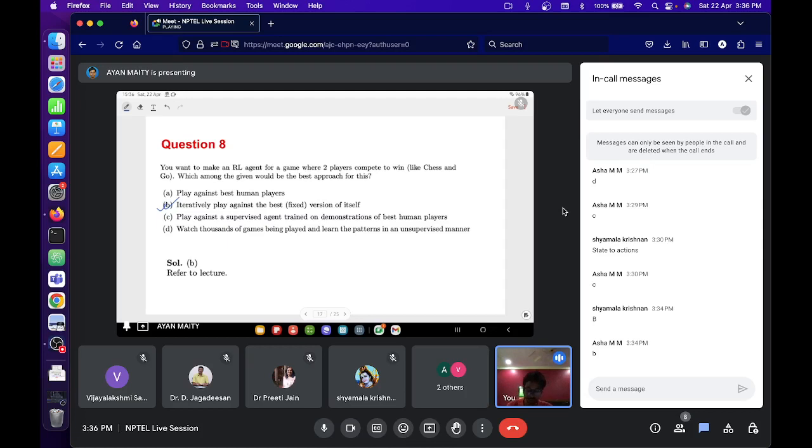And playing against the best human player is not possible because it would take a lot of time, but playing against the agent itself is much less time consuming, and it is the best way of learning for the agent. So option B, playing against the best version of itself, is the correct answer.